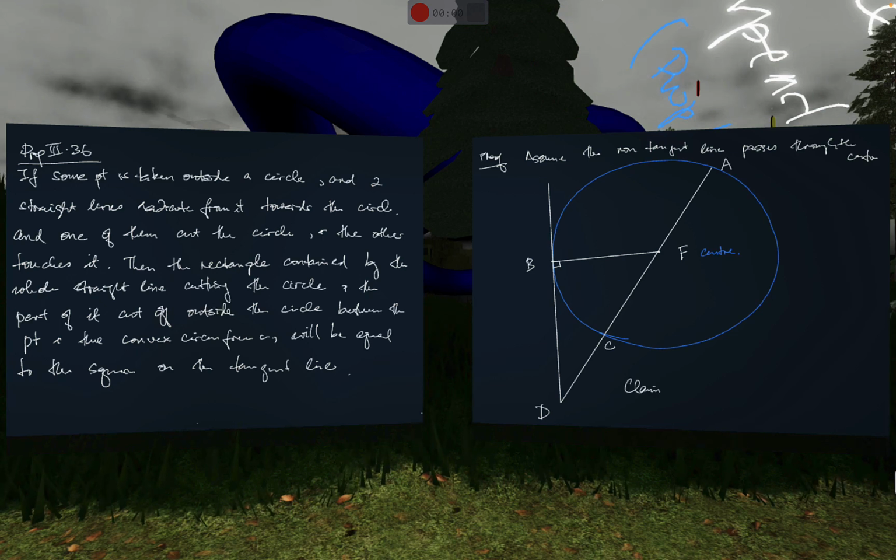So the claim is that we take the whole line, which is DA, right? The rectangle on the whole line that's made by DA, and the part of it cut off outside the circle, that's DC, right? That's this part outside the circle, the convex part of the circumference. And this is equal to the square on the tangent, which is BD squared. So this is the claim that we were making in the previous board with all those words. That's it. I'll continue the proof on the next board.